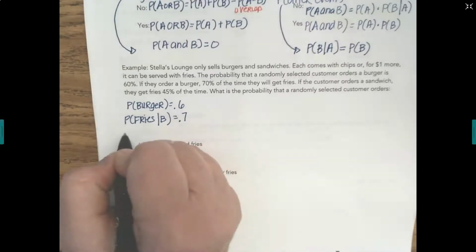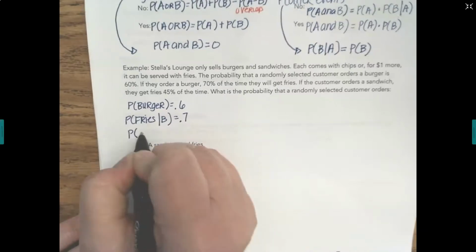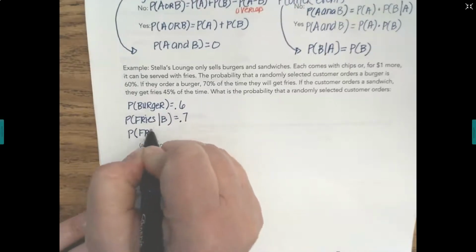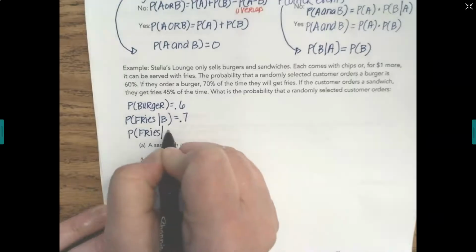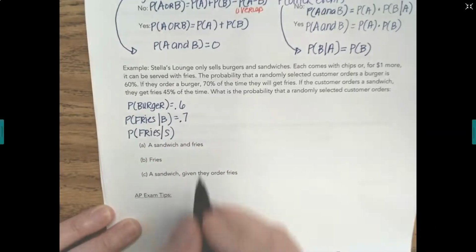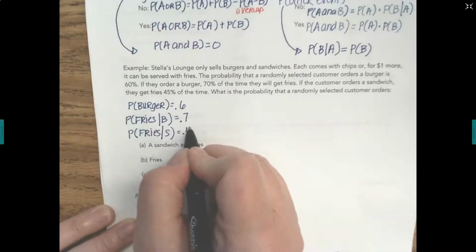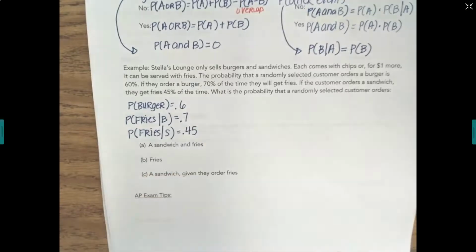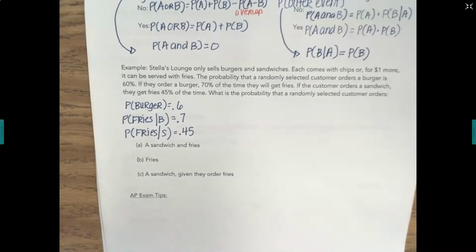And then they have the probability of fries given they ordered a sandwich, and that's 0.45. That's what I have from the story problem up here. So when you're going to try to answer these kinds of questions, you want to look at making some sort of model, like a tree diagram or two-way table, to help with this. So that's going to be our first AP tip.